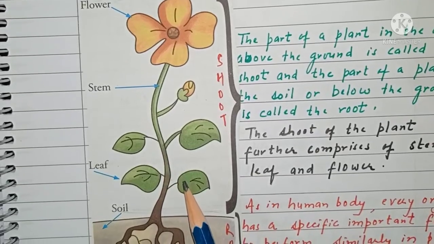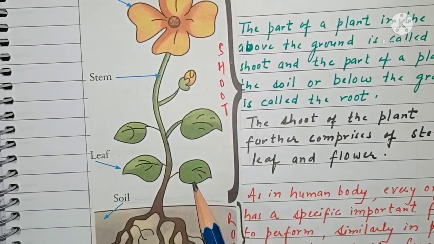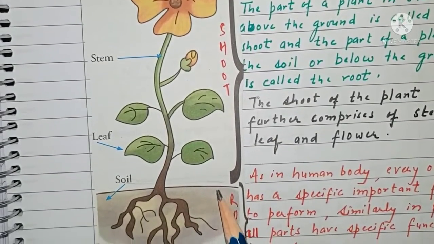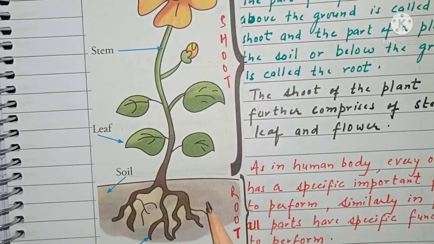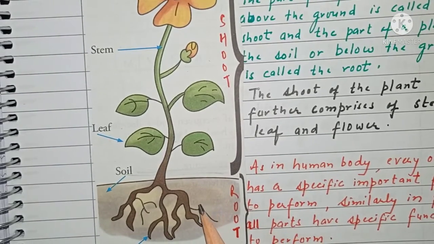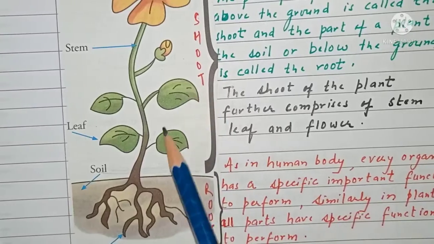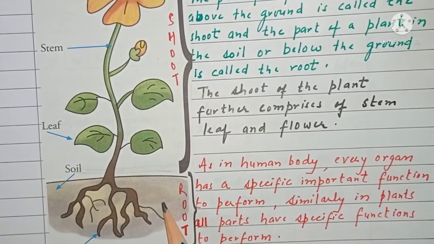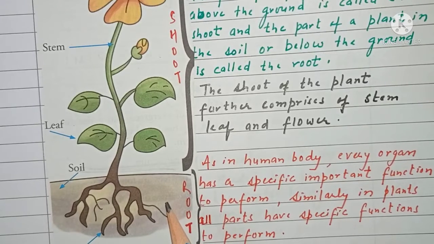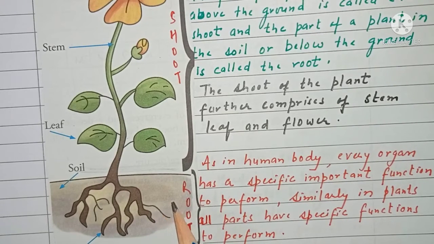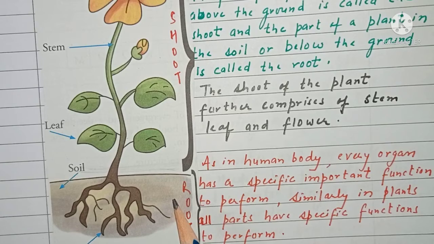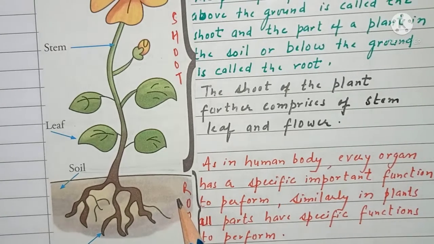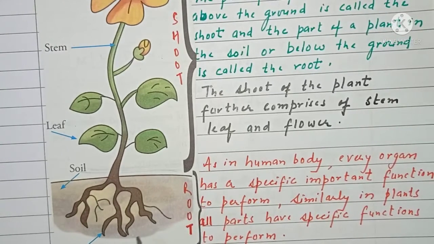As in human body, every organ has a specific important function to perform. Similarly, in plants, all the parts have specific functions to perform. And here in this chapter, we will be discussing each part one by one. So, let us begin with the root part first.